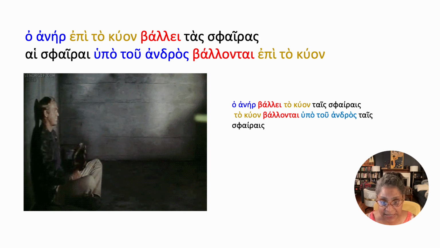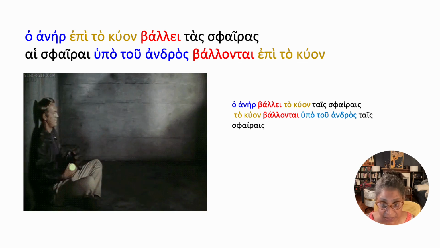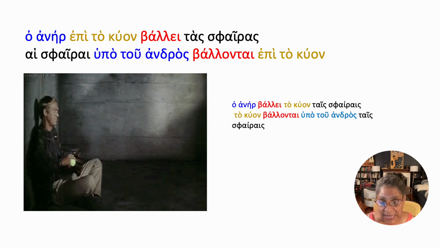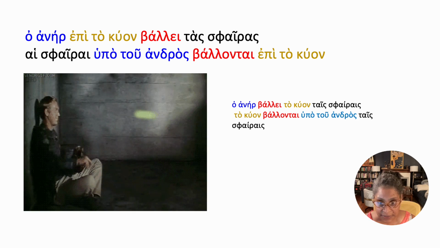Another way of looking at it is, well, let's look at it from the dog's perspective, right? Because the dog is being struck by the balls, right? The man is striking the dog with the balls, like he's hitting him with the balls. So that would be ho aner bale tokuon sphairais, with the balls. So ho aner, the man, bale, strikes, tokuon, the dog, tais sphairais, with the balls.